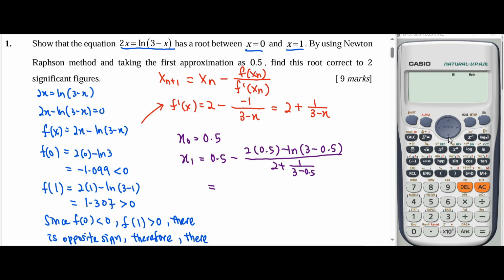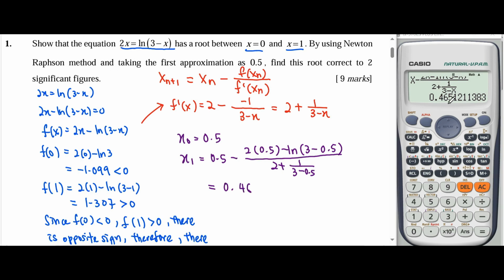By using our calculator, we can plug in the formula. Let's say Alpha X minus the fraction, numerator 2 Alpha X minus ln(3 minus Alpha X), over the denominator, which is the differential function: 2 plus the fraction 1 over 3 minus Alpha X. Then we press calculate to evaluate with the first approximation, which is 0.5. So here we have our answer, 0.46.